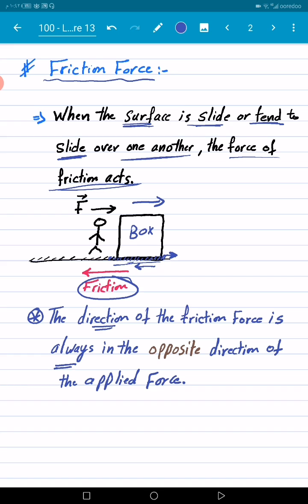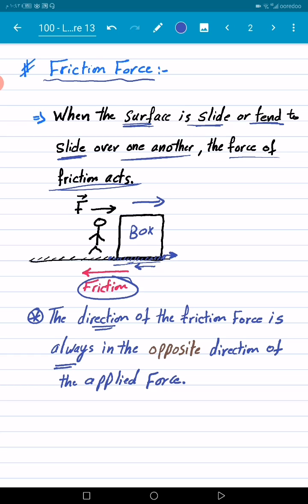So the friction force is the force which acts along the tangent to the surface, always opposite to the motion. So that is the friction force.